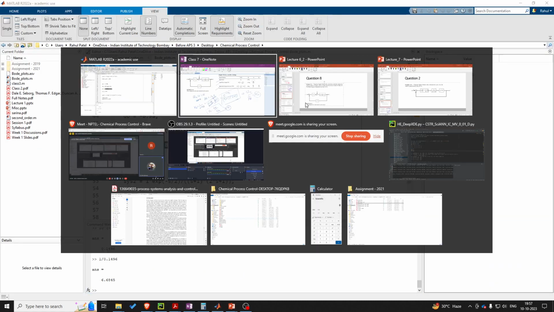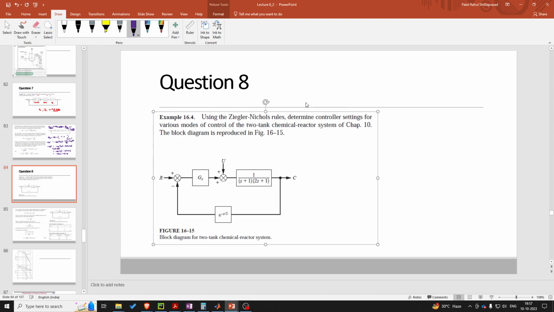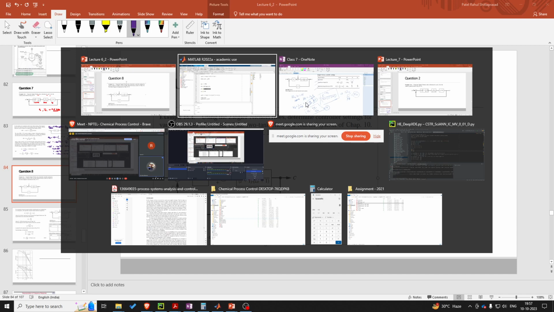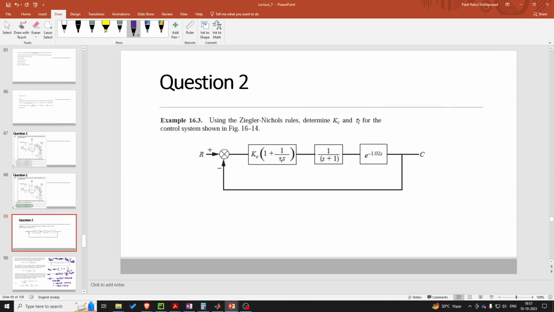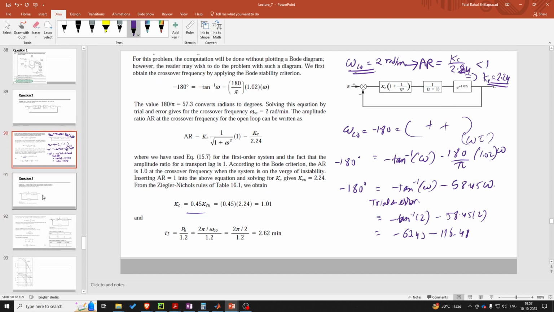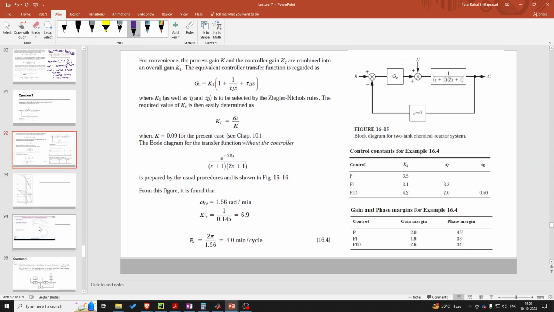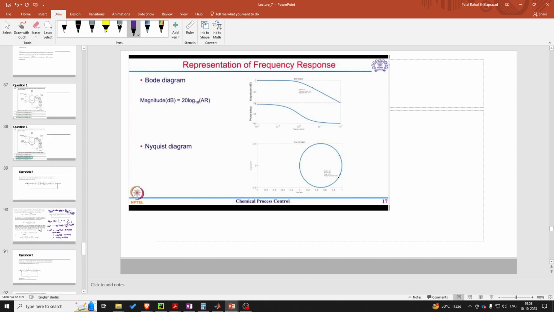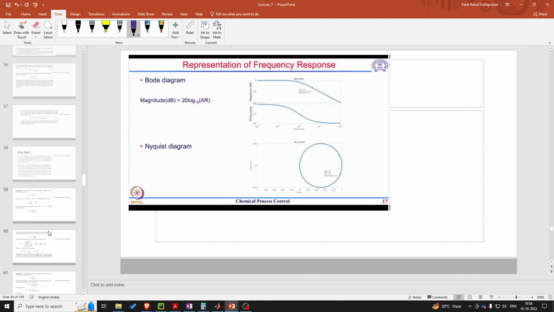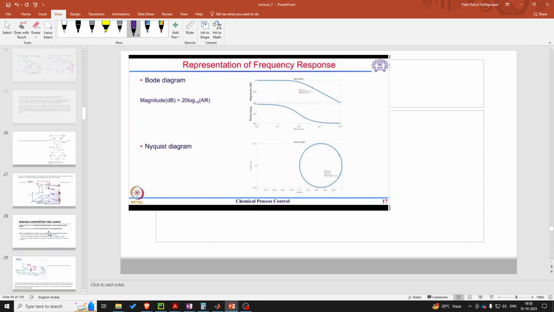In this we used the ZN tuning method. However, if it was any other method, you have a table corresponding to that also, and you have to use that table. So this is just one approach that I showed to you. Now I think we can move on to the content of this week.